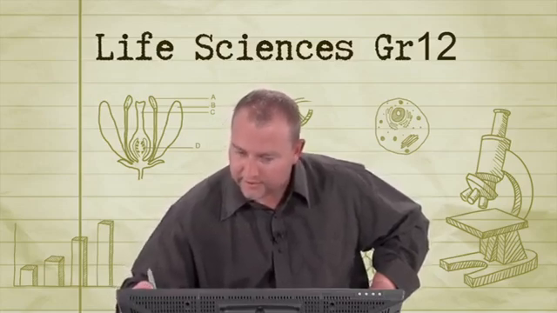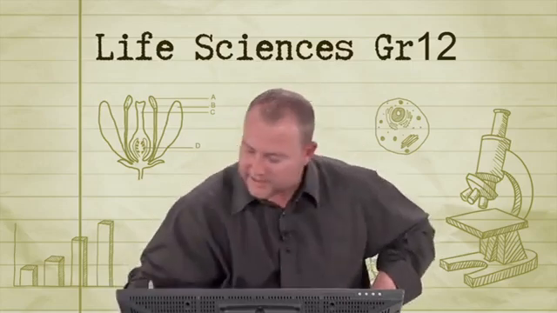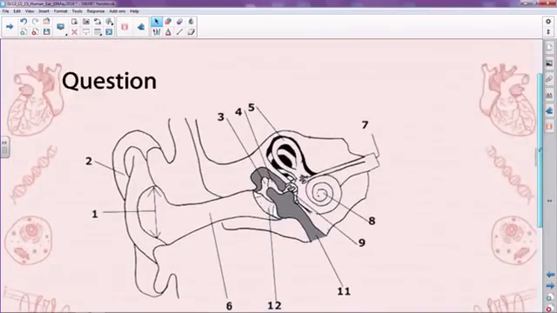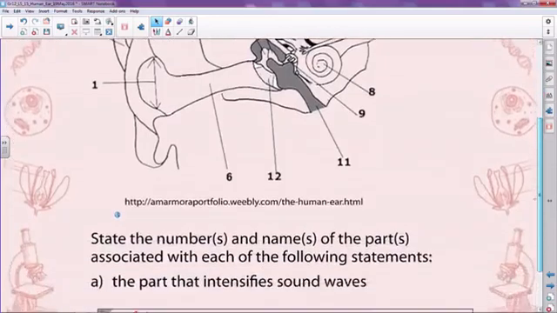Right. Now, I got a couple of questions for you. Let's change pens and let's see. There we go. That's what I was looking for. So we have 1 to 12. It's a simple little thing, and I want you to have a look at this. Okay, state the number or numbers and names of the parts associated with each of the following statements. Okay, so let's have a look.